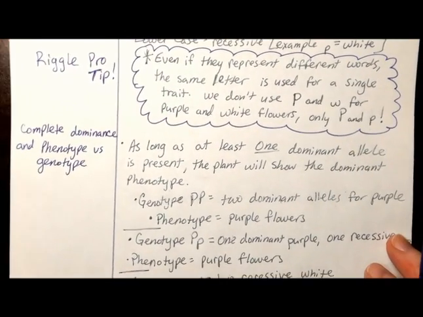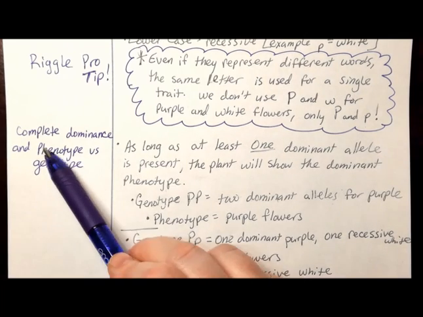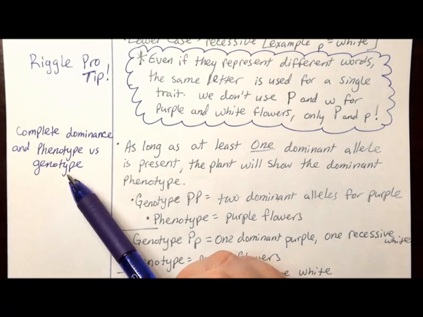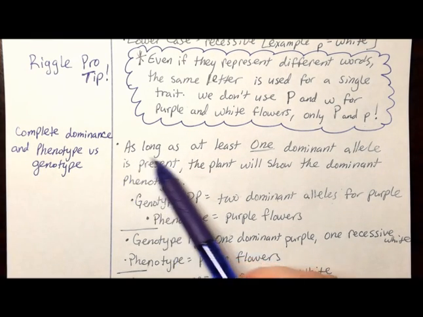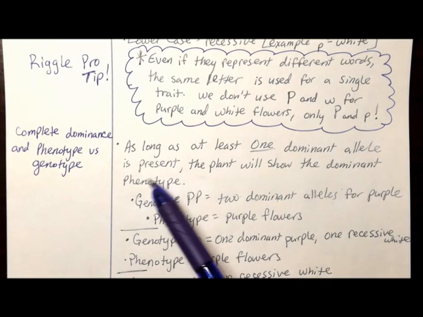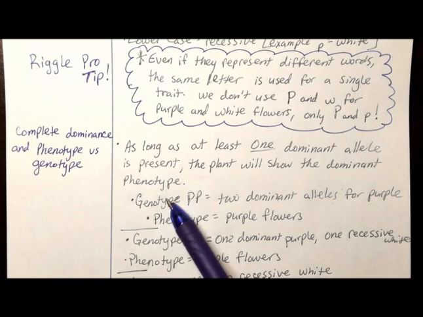So for 8th grade biology, we're normally going to be talking about complete dominance, where the dominant is the one we see, the recessive is the one we don't see unless we have a pair of the same. So as long as at least one dominant allele is present, the plant will show the dominant phenotype. And I have 3 examples of a phenotype and genotype.